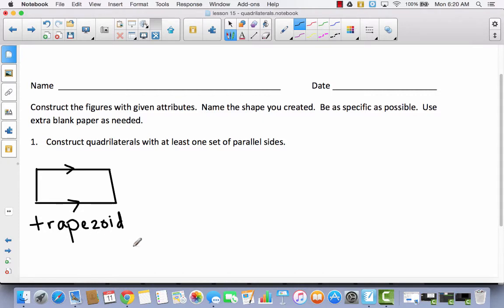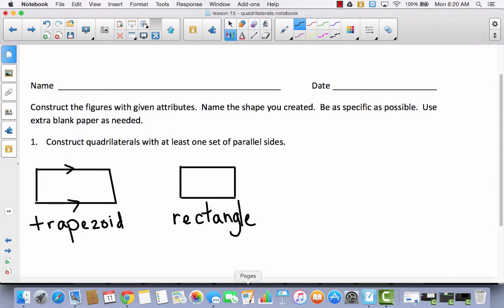Okay, so think to yourself, are there any other quadrilaterals that have parallel sides? What about this figure? What if this side is parallel and this side is parallel and it looks like this? You may know this figure as something besides a quadrilateral. What about a rectangle? It has two sets of parallel sides. So if you didn't already draw a rectangle, draw a rectangle.